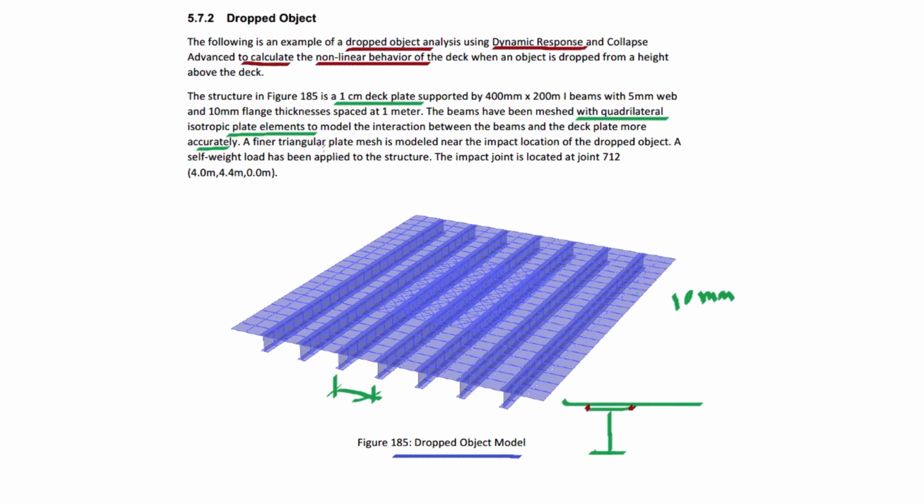A finer triangular plate mesh is modeled near the impact location. If you see here, at this impact location of the dropped object, finer triangular plates are modeled. A self-weight load has been applied to the structure. And the impact joint is 712, with coordinates 4 meter by 4.4 meter by 0.0 meter. That's the joint. Joint 712 is somewhere here. There we are going to apply the impact load.